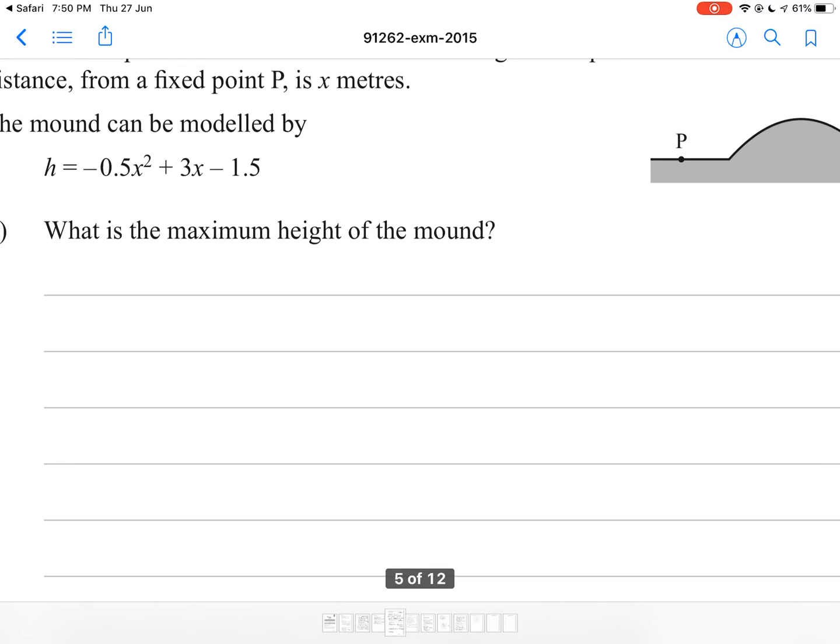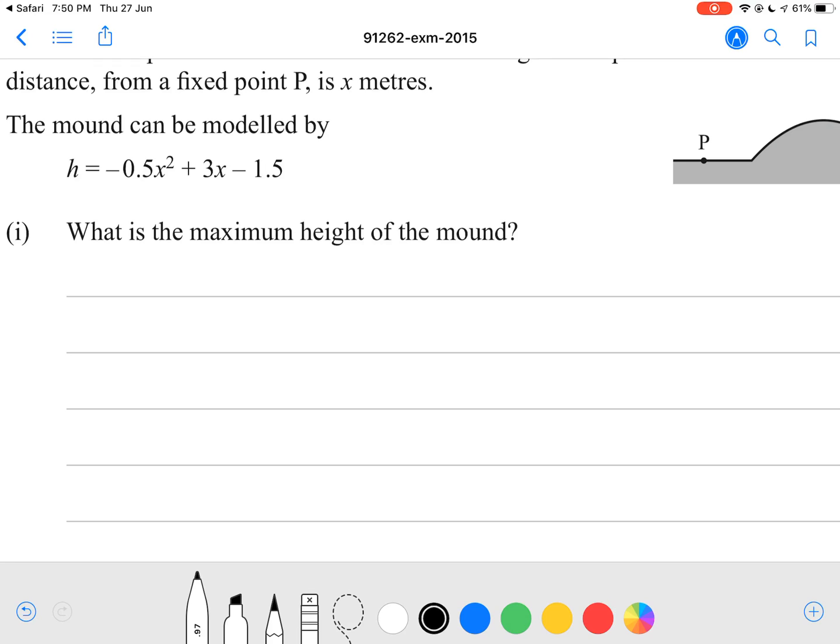So simply here we're going to be differentiating to find our gradient function, okay? So h dash of x equals negative x plus 3, okay? So we're going to substitute our gradient equals 0 to find our maximum turning point. So 0 equals negative x plus 3. So simply our x must be equal to 3.